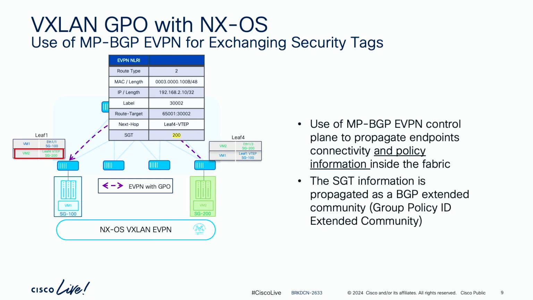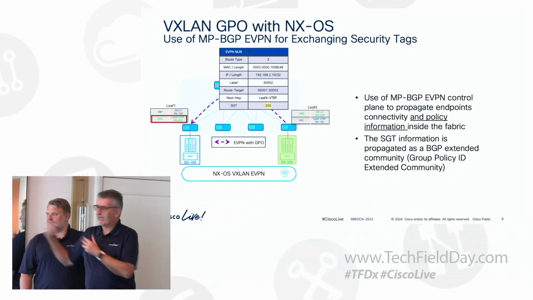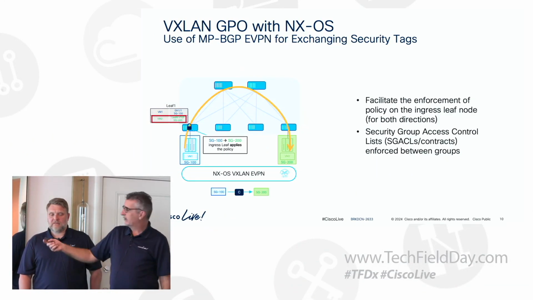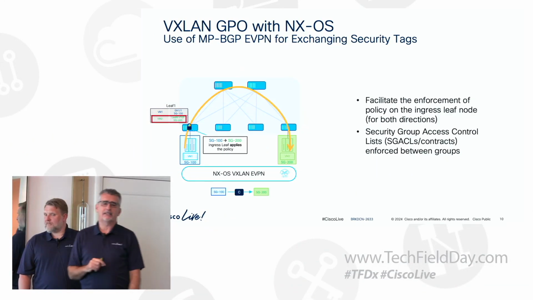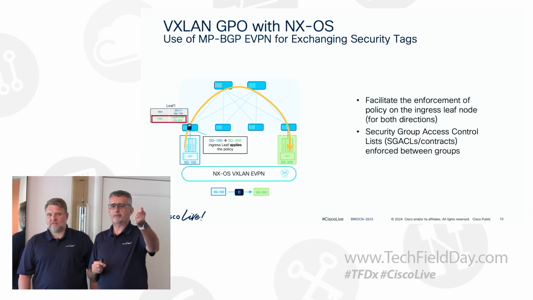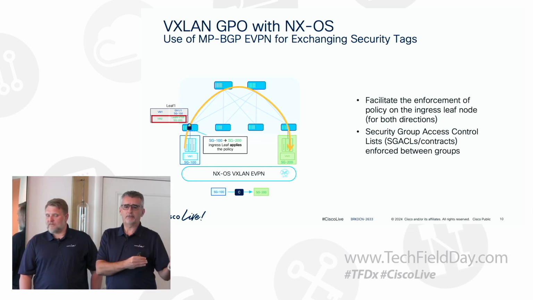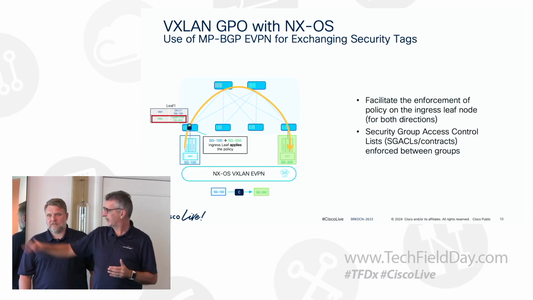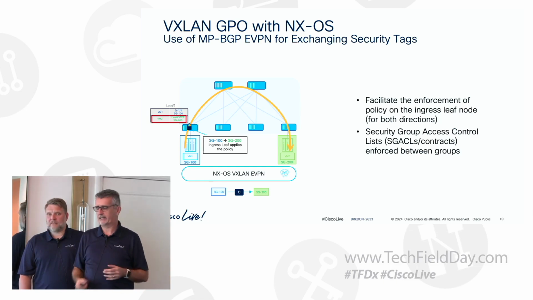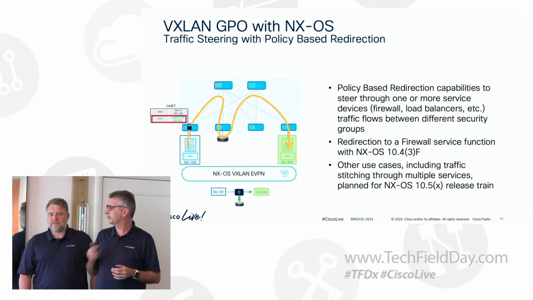At that point, if I apply a contract between 100 and 200, that contract can be applied in the ingress leaf, right? As soon as VM1 sends the packet to its default gateway or to its switch where it's directly connected, if it's a layer 2 flow, I'm able to basically drop or redirect or permit the traffic right there. And I don't need to wait to get to the destination leaf.